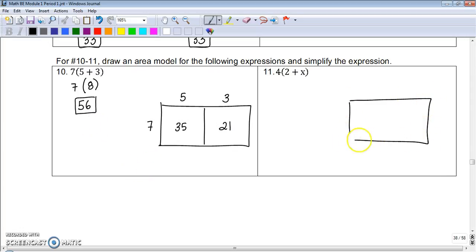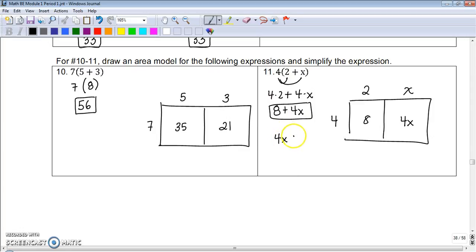Last one, 4, and the broken sides are 2 and x. In my area model, this has an area of 8, and this has an area of 4x. And I distribute. And I get the same answer I got with my area model, and I can also write it as 4x plus 8.